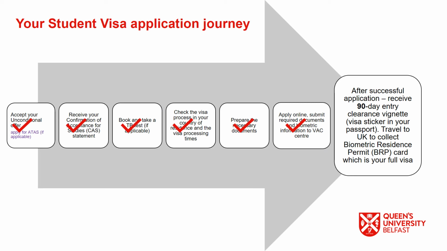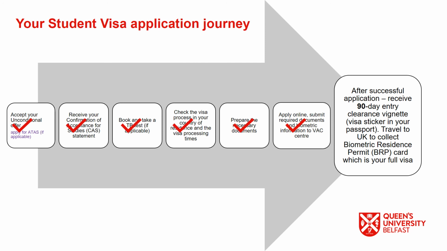So what happens next in the visa application journey? You've accepted your unconditional offer, received your CAS, booked your TB test if that was applicable to you, checked the visa process and times in your country, prepared all the necessary documents, and then you've applied online for your student visa and provided your biometrics information to the local visa application centre. The next thing that will happen is that you will receive a 90-day entry clearance vignette. This is a sticker in your passport that is your visa to travel to the UK. You must travel within the validity dates on this sticker in your passport.